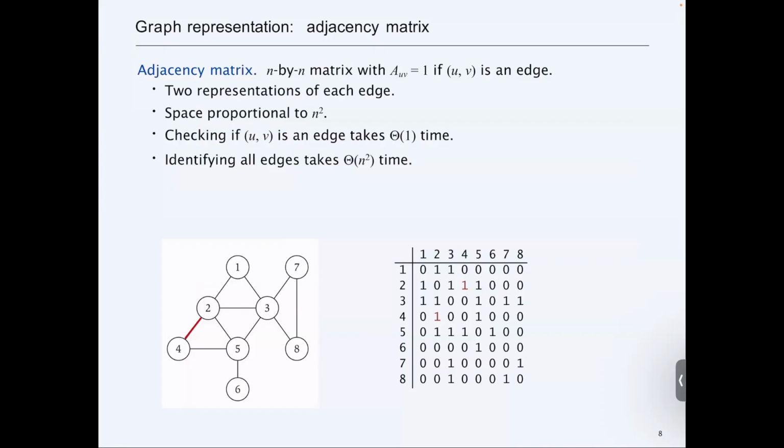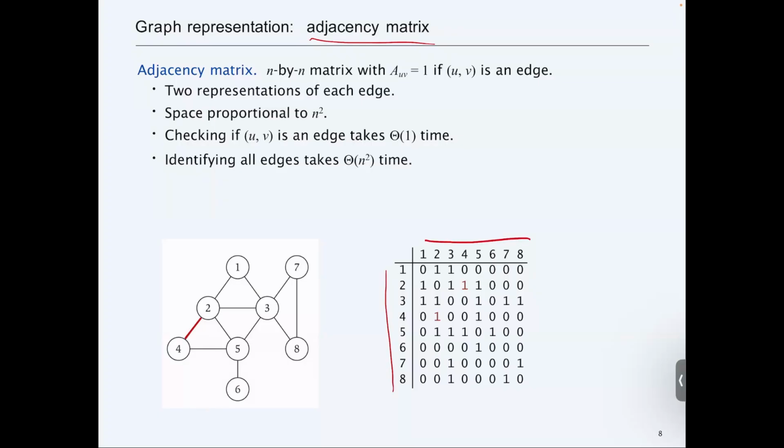Now we need a way to actually store graphs inside of a computer. The first representation that we see here is something that we call an adjacency matrix. So suppose that the graph has n vertices. In the example here, there are 8 vertices. Then the adjacency matrix is just going to be an n by n matrix. So you'll notice here that we have 8 by 8.